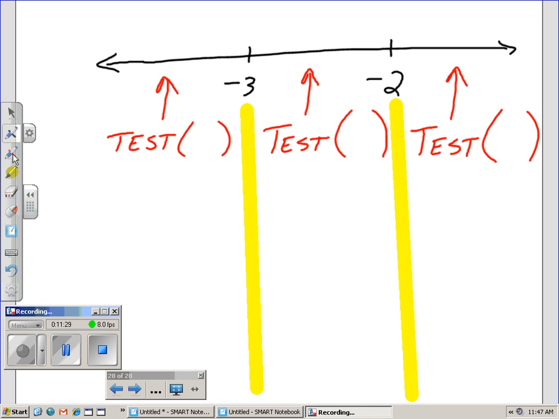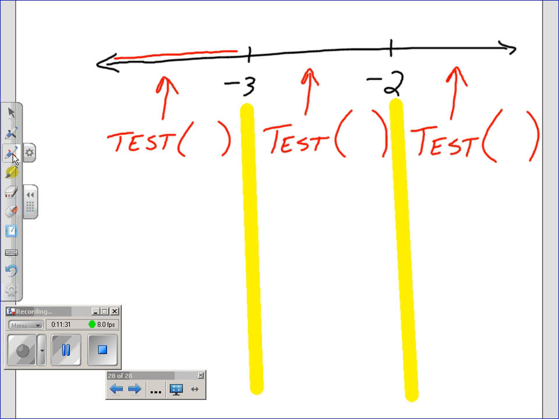All right, I need a number somewhere in this interval, and I'm going to choose the number 0. Whoops, I can't choose 0. 0's not in that interval. Let's try again. What am I going to choose? I'm going to choose -10. Okay, -10 is in that interval.